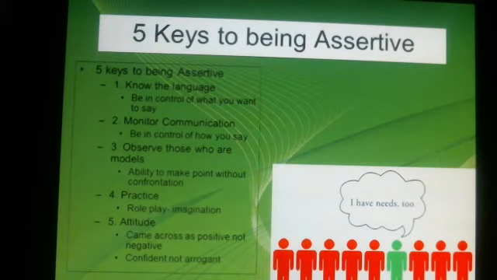Third, a good way to deal with being assertive is to watch other people. There are people out there who are great at being assertive, and they get a lot of things that normal people wouldn't get. Watch those people and learn to take points from them. Also practice it. We are born to be aggressive. We're not born to be assertive. The last thing is learn to have a good attitude when it comes to assertion. Come across positive, not negative.